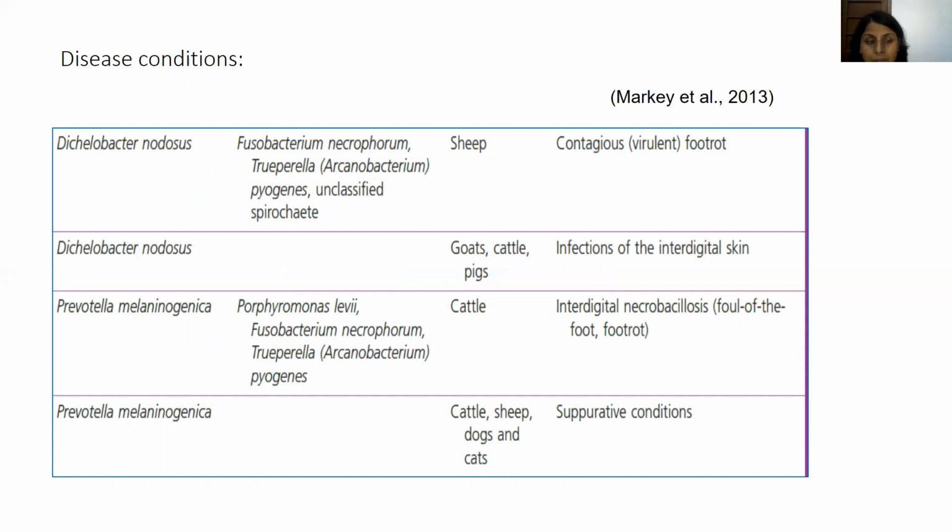These bacteria are responsible for a variety of disease conditions, and as I said, they are mostly present in mixed infections. Dichelobacter nodosus is involved along with Fusobacterium necrophorum, Trueperella pyogenes, and some other spirochetes, and they cause the contagious foot rot condition in sheep. Similarly, Dichelobacter nodosus can also cause disease in goats, cattle, and pigs, and causes infection of the interdigital skin.